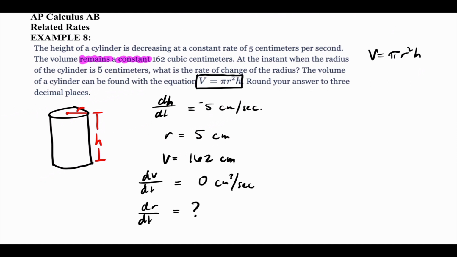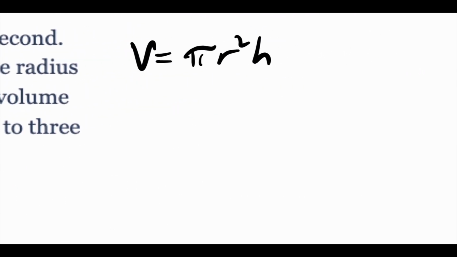Okay? So I wrote down everything I know. And I'm trying to find the rate of change of the radius. And then I'm going to use the volume formula since they gave it to me. Again, I'm going to have to use the product rule for this one, though, because R and H are variables. Okay, so the derivative of V is dV over dt.